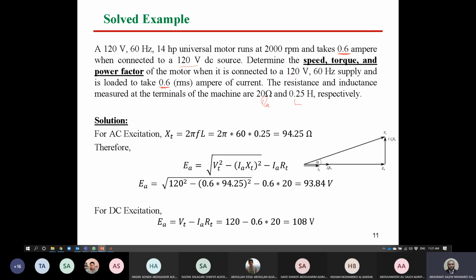Now we need to obtain the speed, torque, and power factor. And we have the condition that you supply the motor by DC and AC and the current is equal. In order to proceed and start calculating speed, torque, and all of this, we need first to obtain the impedance of the machine in terms of AC supply.